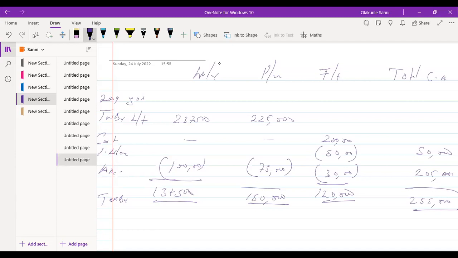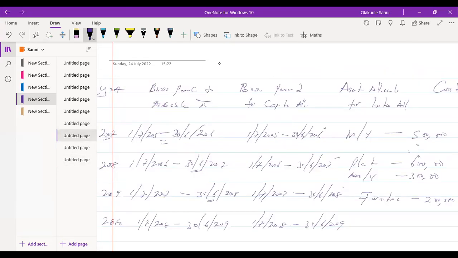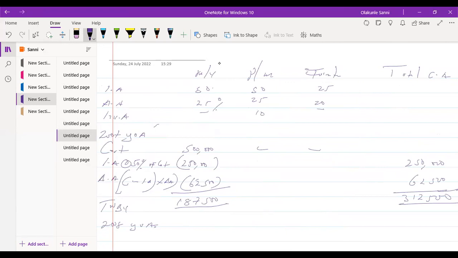Okay, class. This is how you do it. The annual allowance for furniture and fittings is giving me 75,000. 200 minus 50,000 times what is the rate? The rate is very, very important. The rate is 50%. Okay, I've gotten it.